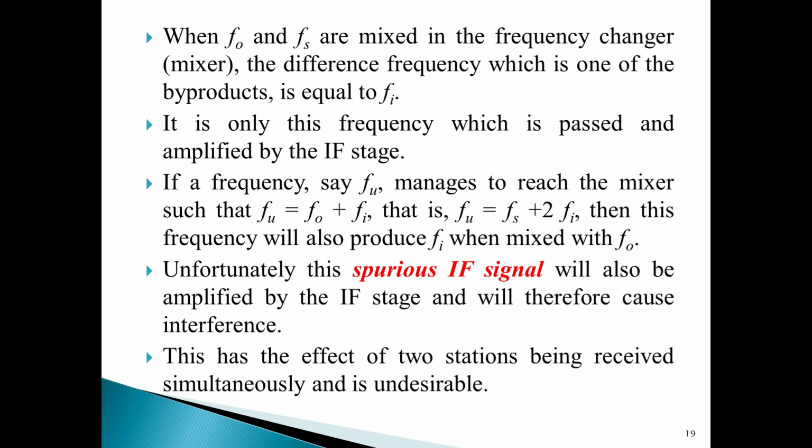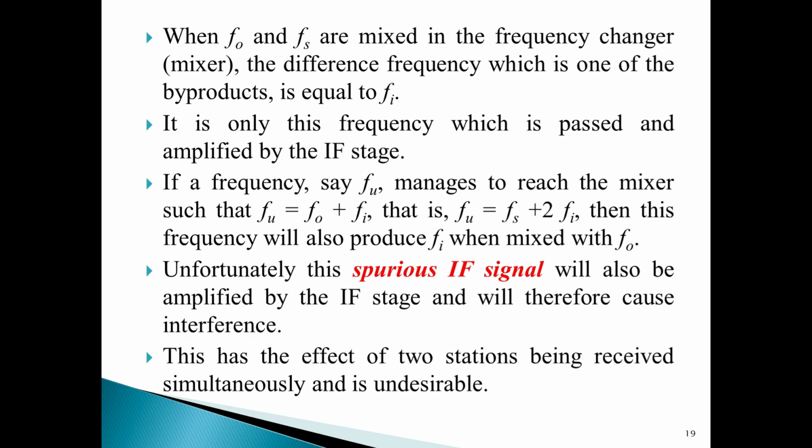When Fo and Fs are mixed in the frequency changer, that is, a mixer, the difference frequency, which is one of the byproducts, is equal to Fi. It is only this frequency which is passed and amplified by the IF stage. If a frequency, say Fu, manages to reach the mixer such that Fu is equal to Fo plus Fi, that is, Fu is equal to Fs plus 2Fi, then this frequency will also produce Fi when mixed with Fo.